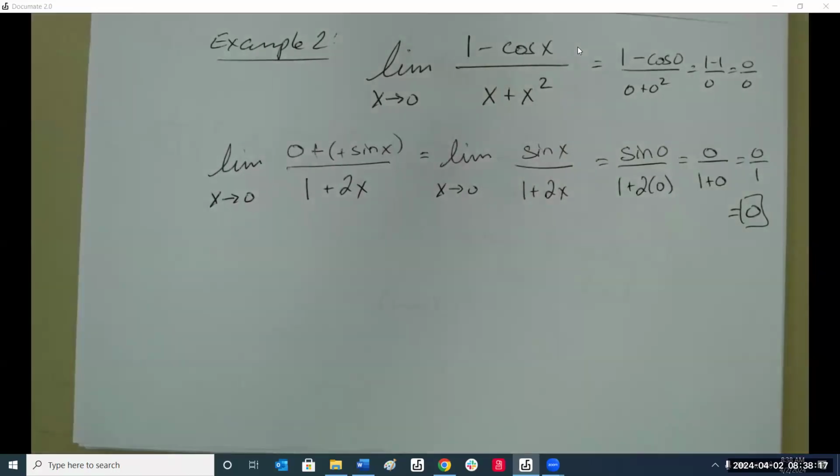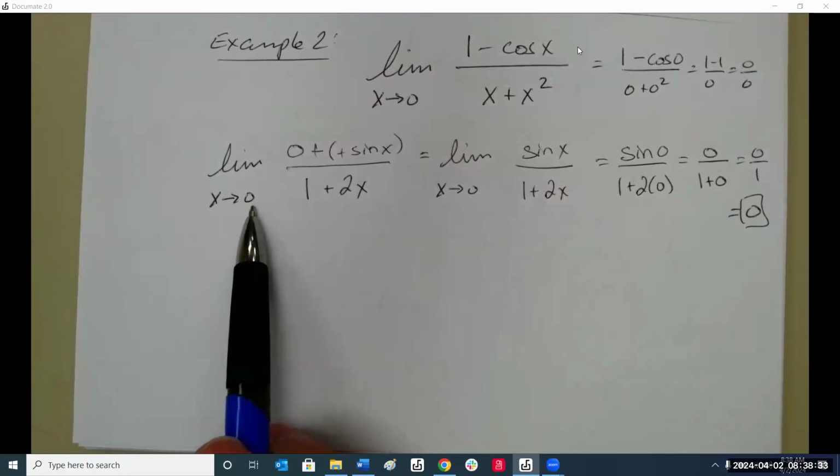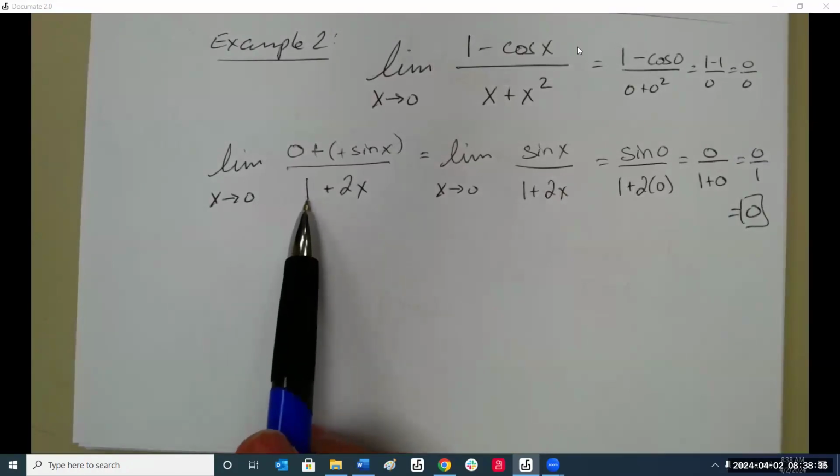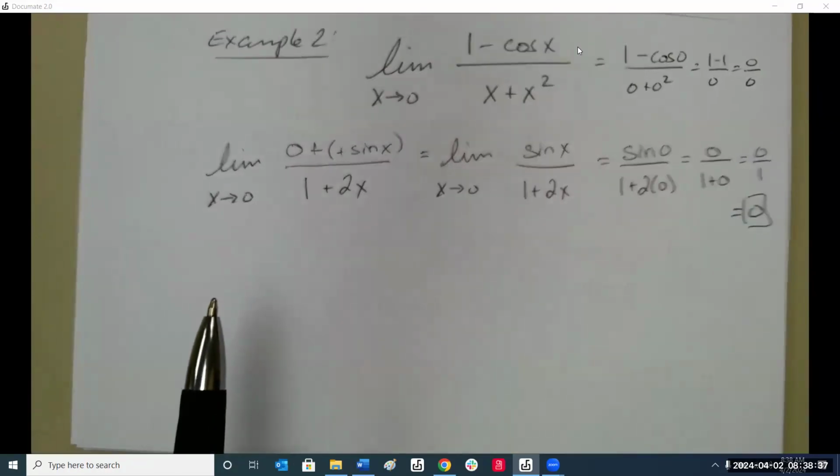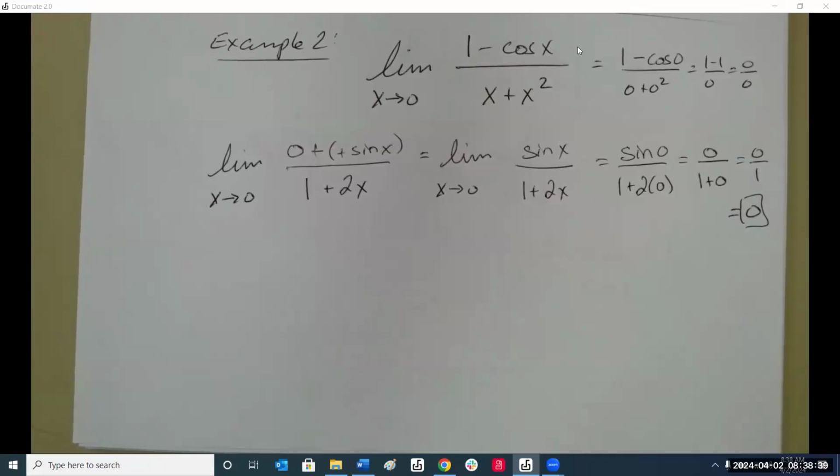It's easy to be tempted to go one step further. That's where you got 1/2. Because remember, you take the derivatives until you reach a point where you have a non-zero value. When x goes to 0, this 1 stays there. So we're done taking derivatives. It is what it is. The answer is 0. All that work for nothing.